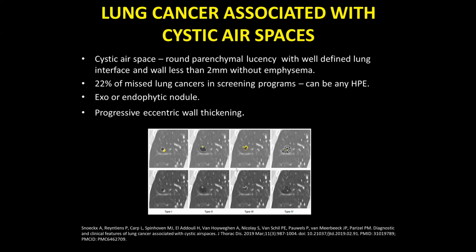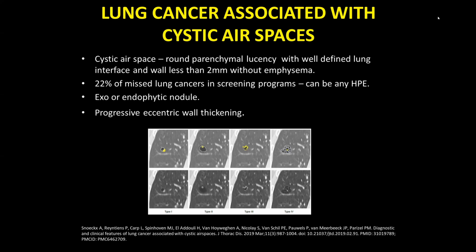So what is this lung cancer associated with cystic airspaces? Normally we think a bulla doesn't matter. Usually we used to dismiss all this before as some inflammatory infectious sequelae. But it has been found that this forms nearly 22% of missed lung cancers. And it's very important therefore to be able to recognize this pattern in order not to miss an early lung cancer. Usually adenocarcinoma, but it can be squamous or any other histological type. So what is a cystic airspace? It's a round parenchymal lucency with a well-defined lung interface and a wall less than 2 millimeters, without emphysema. So this is the criteria.